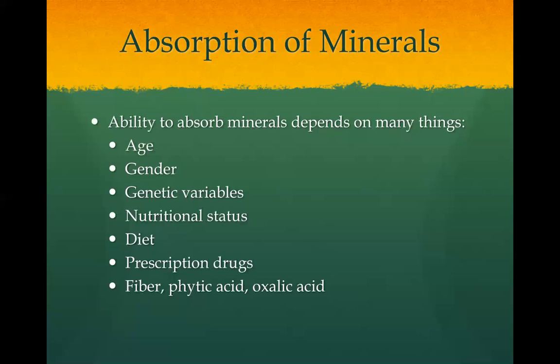Absorption of minerals depends on many factors that you can see here, and we're going to talk about some of those coming up in more detail. Age, gender, genetic variables, nutritional status, and diet. Nutritional status, for example, if you have adequate vitamin D and you consume calcium, the vitamin D can help with absorption of that calcium. If you consume them at the same meal, that's helpful as well. However, there are certain things that if you consume at the same time, they may compete with one another for absorption. So, for example, calcium, magnesium, iron, and copper are all similar sized molecules and have the same charge. So they do compete with one another for absorption.